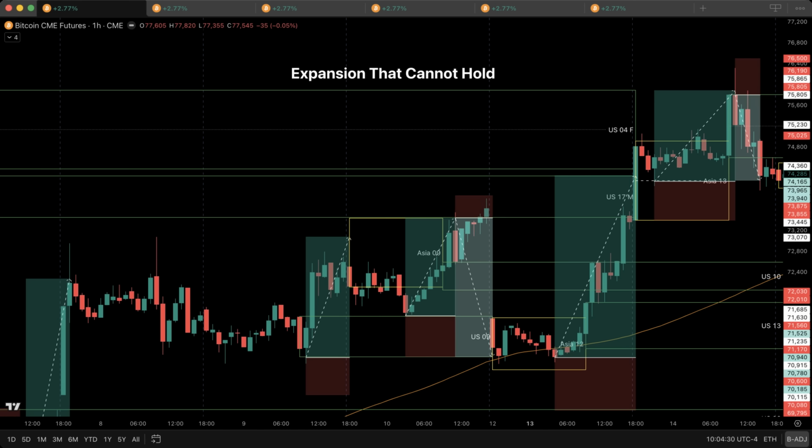Now the condition remains. If price cannot stay above April 10th U.S., it returns. If price cannot extend beyond March 17th, it collapses. If extension comes without duration, it fails. Now the session finishes, not with continuation, but with failure to hold. Execution conditions remain in transition.